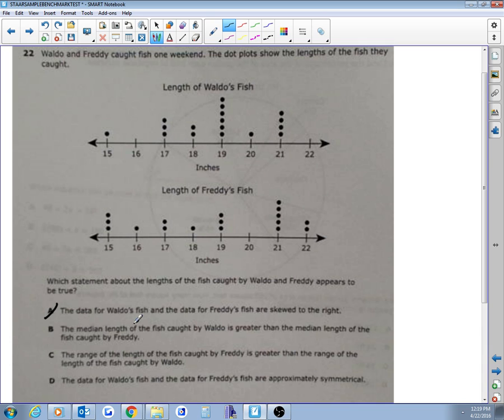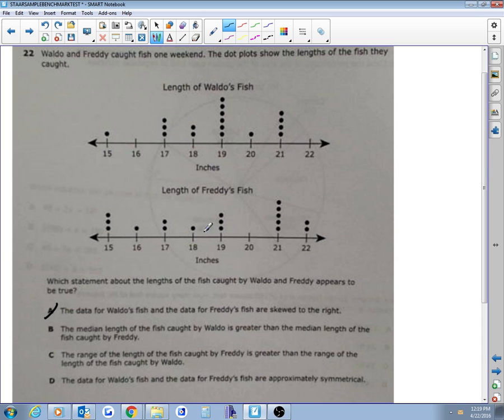The median length of the fish caught by Waldo is greater than the median length of the fish caught by Freddie. Maybe that's true. Let's hold off on it for a second before we have to calculate the median. The range of the length of the fish caught by Freddie is greater than the range of the length of the fish caught by Waldo. So the range is the highest minus the lowest.